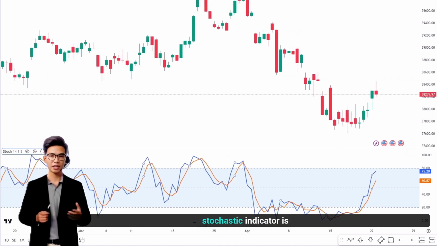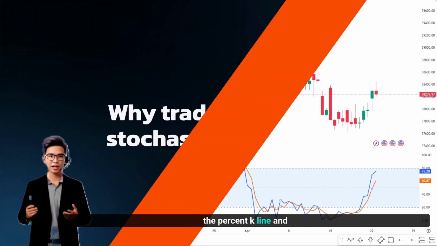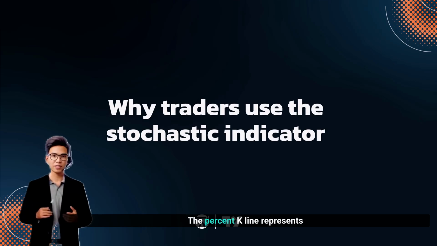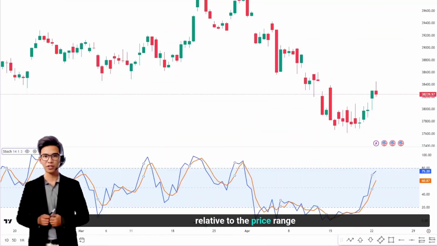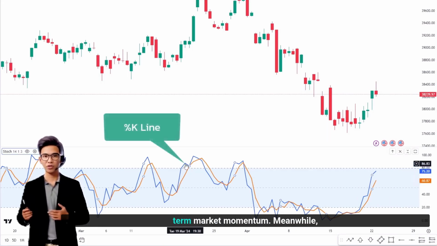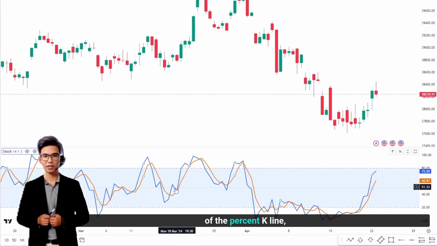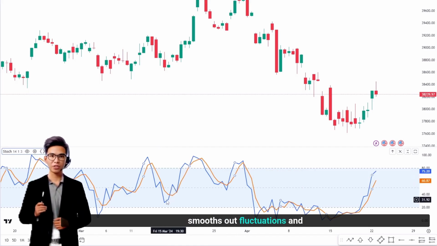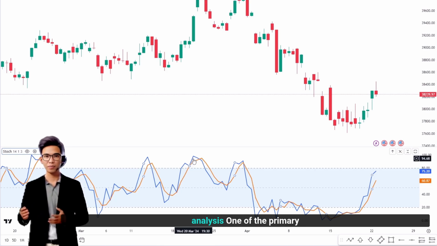The stochastic indicator is comprised of two key components, the %K line and the %D line. The %K line represents the current closing price relative to the price range over the specified period, offering insights into short-term market momentum. Meanwhile, the %D line, a simple moving average of the %K line, smooths out fluctuations and generates trading signals, enhancing clarity in market analysis.